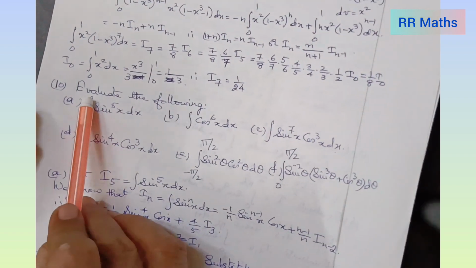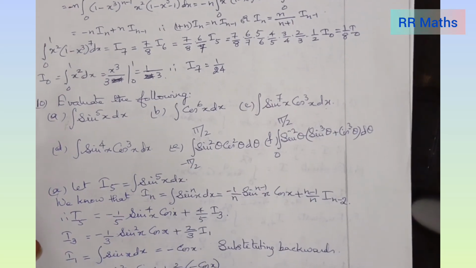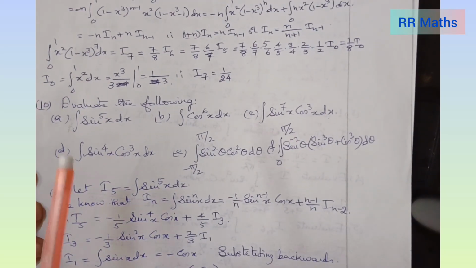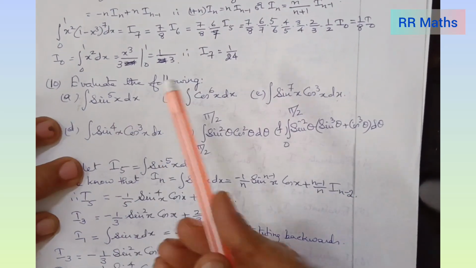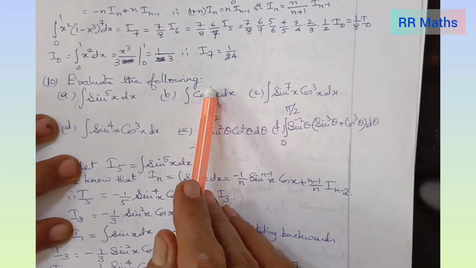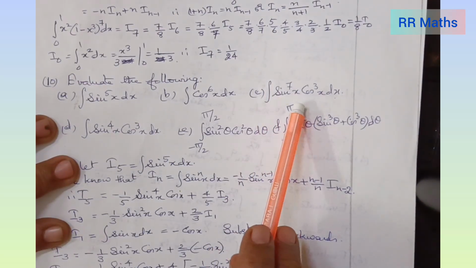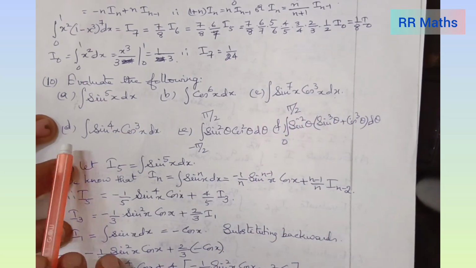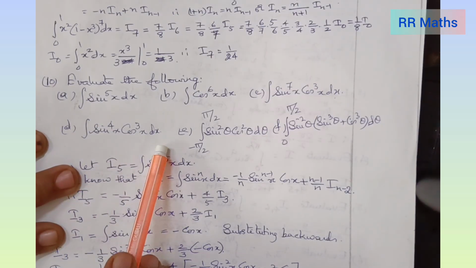I will start with this, evaluate the following. I'm going to apply direct formulas. So I've just taken simple examples here. First one is integral of sine power 5x dx. Second one is integral of cos power 6x dx. Third one will be integral of sine power 7x cos power 3x dx. And the fourth one is integral of sine power 4x cos cube x dx.